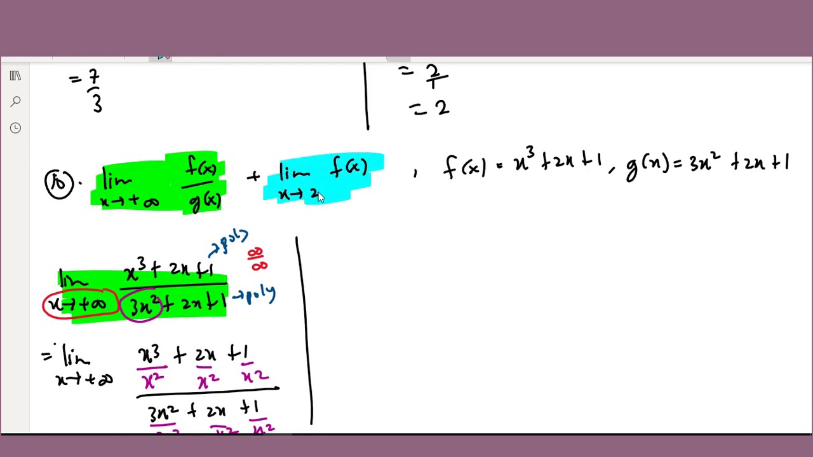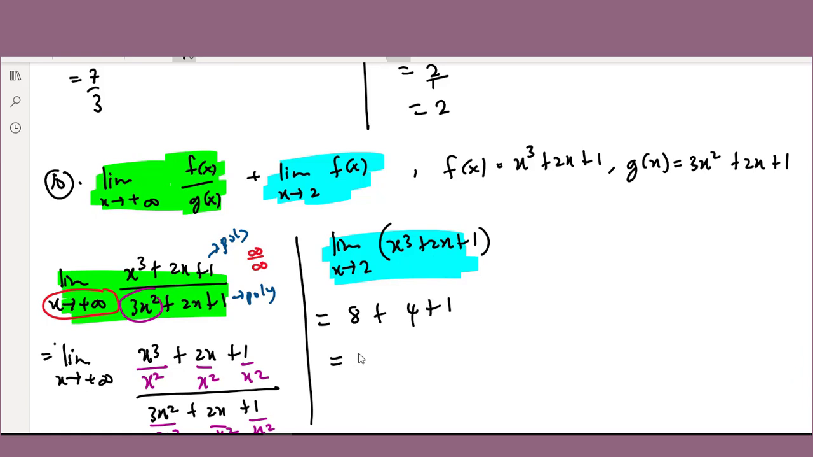For this part, the limit as x approaches 2 of x cubed plus 2x plus 1. So substitute the value here: 2 cubed is 8, plus 2 times 2 is 4, plus 1, is equal to 13.